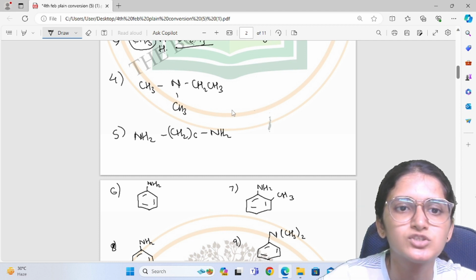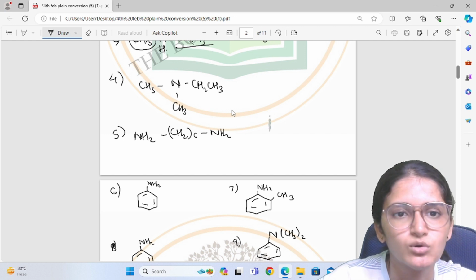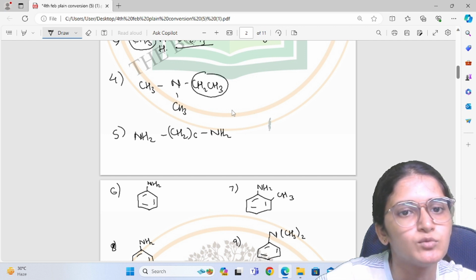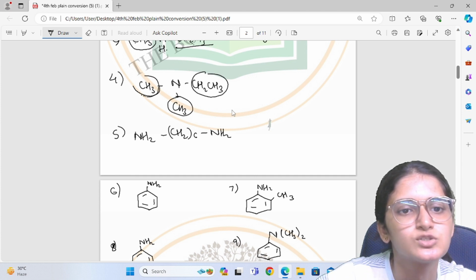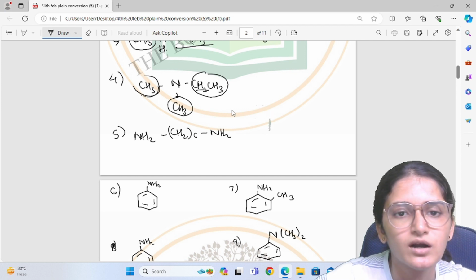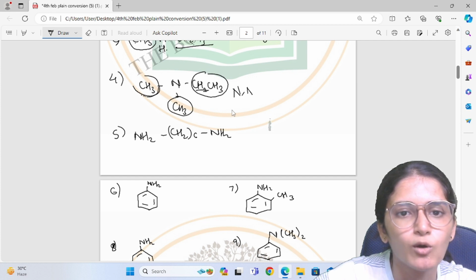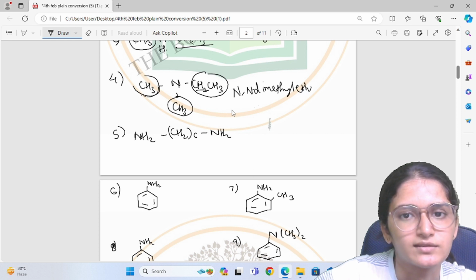We have to see which alkyl group is having more carbons. So this alkyl group is having more number of carbons, and these 2 groups are having only 1 carbon. So these 2 groups will be substituents, and this will be our main chain. Since there are 2 substituents, our name will be N,N-dimethyl ethanamine.